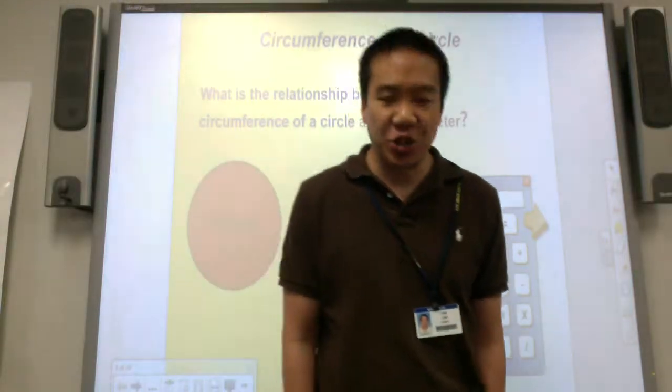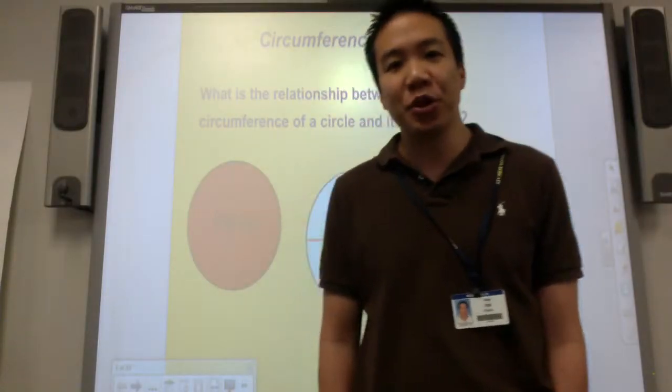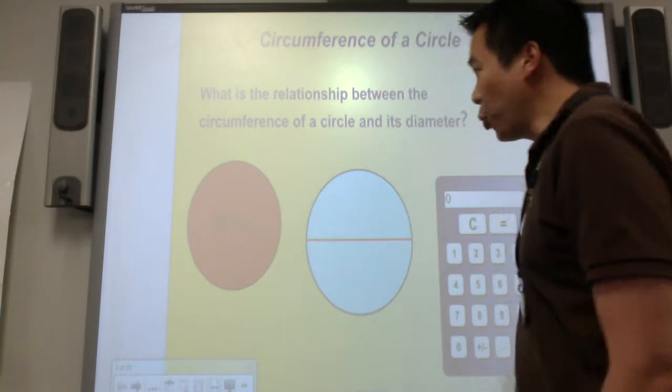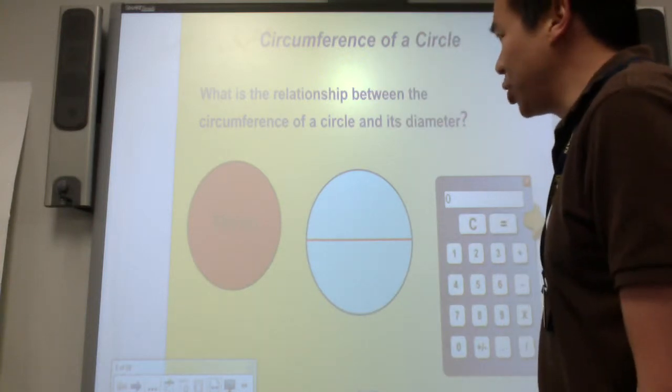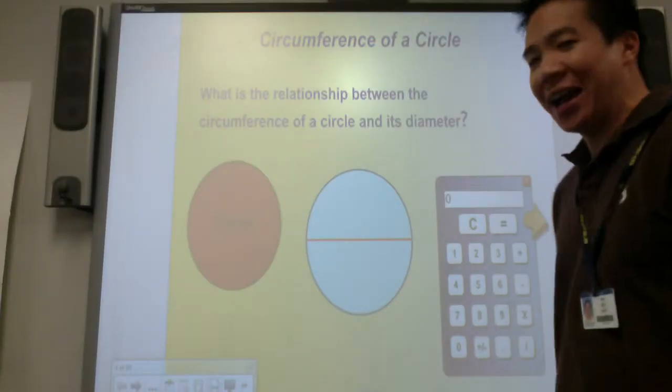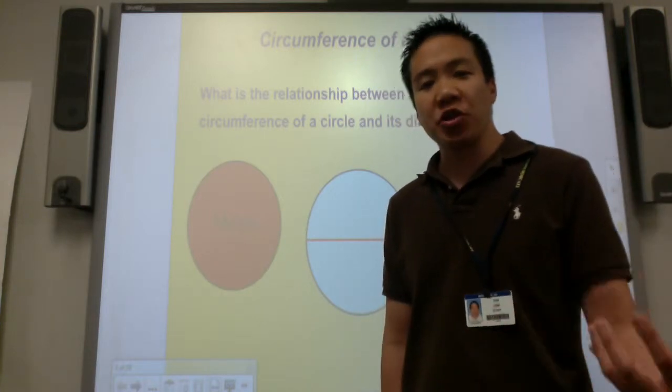We're going to talk about how to find circumference given the diameter or radius. But before we do that, what is the relationship between the circumference of a circle and its diameter? We just talked about this in our last lesson.